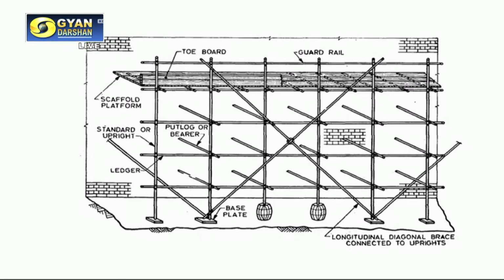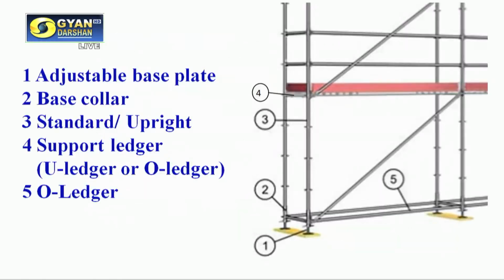And how does this scaffold look like basically? Just to show that, this pictorial view is shown to you. Let us see closely what the different members are. So as you see here, number 1, this is the adjustable base plate. Adjustable in the sense that you can increase or decrease the height basically here.